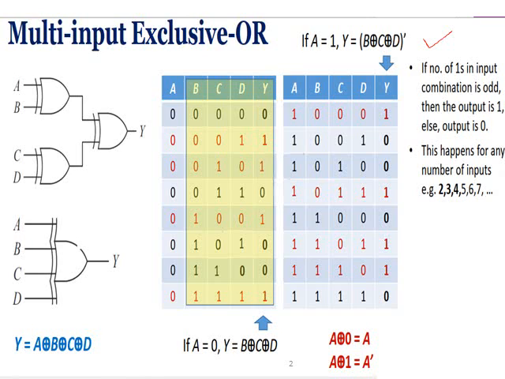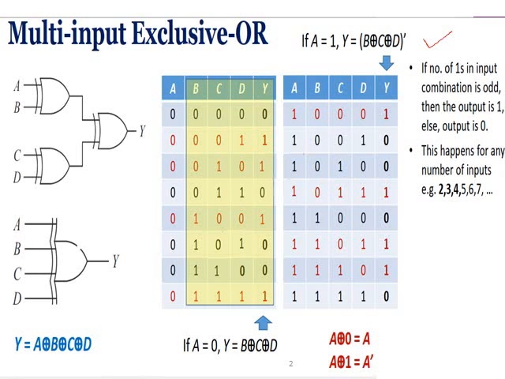In the next slide, on the left side, we can see 4 inputs A, B, C, D and 3 XOR gates. The A, B output goes to another XOR gate, and similarly the C, D output goes to another XOR gate, whose output is Y.